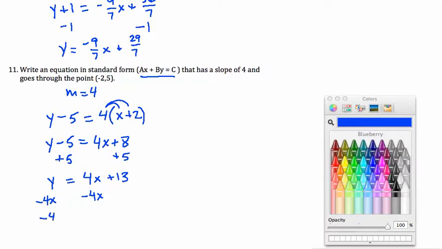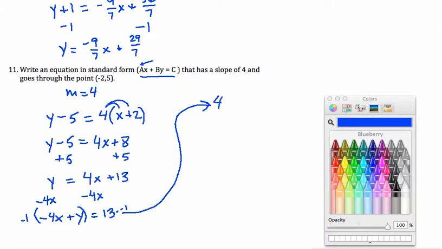Okay, and then I'm going to bring the x to the other side. So now we have -4x plus y equals 13. Now, generally, as a rule, when you write an equation in standard form, a should be positive. So in order to fix this, I'm going to multiply by -1 on both sides, because you can do this as long as you do it to both sides. When I multiply by -1, that just changes the sign of everything. So we're going to have positive 4x and then minus y equals -13. And that will be your equation.